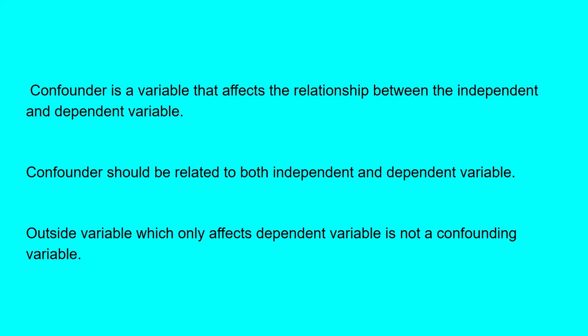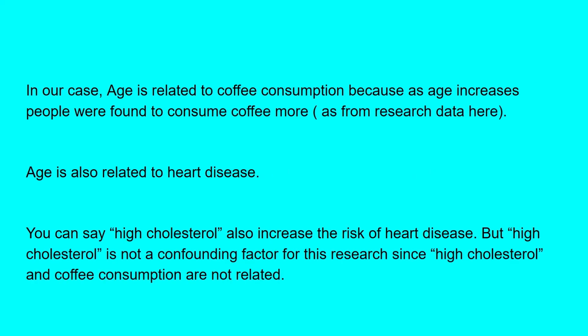Before ending, I'd like to define confounder. It is a variable that affects the relationship between the independent and dependent variable. Confounders should be related to both independent and dependent variable. Outside variable, which only affects dependent variable, is not a confounding variable. It is known as an extraneous variable, but not a confounder.